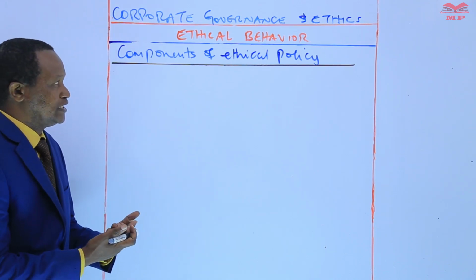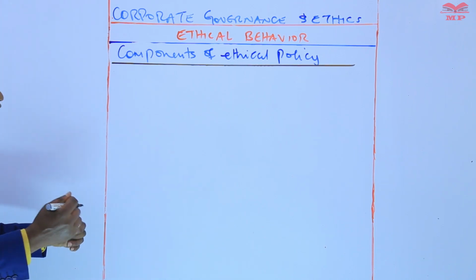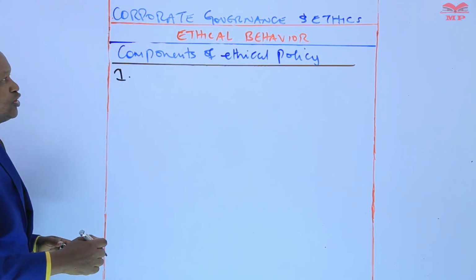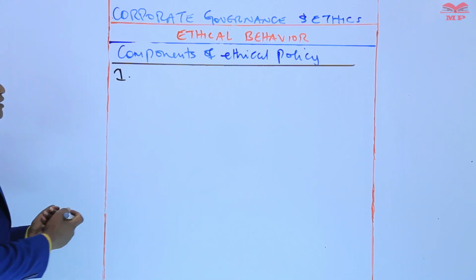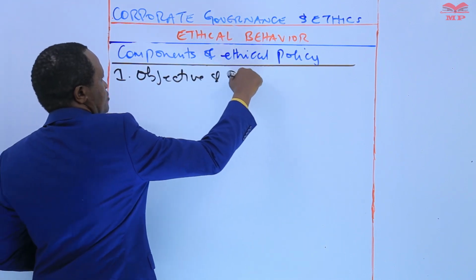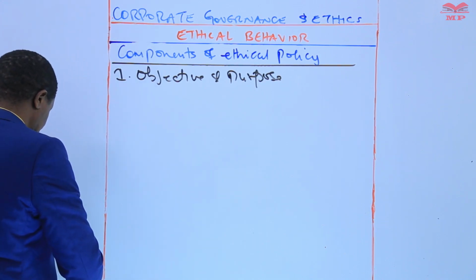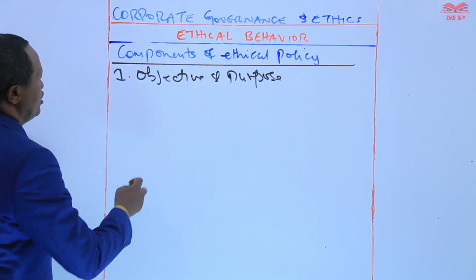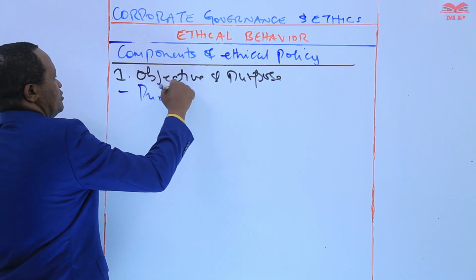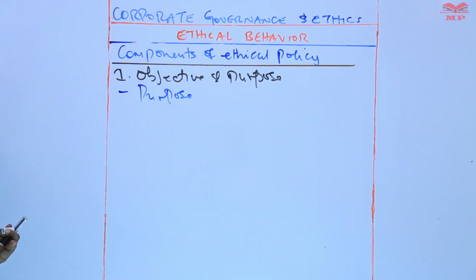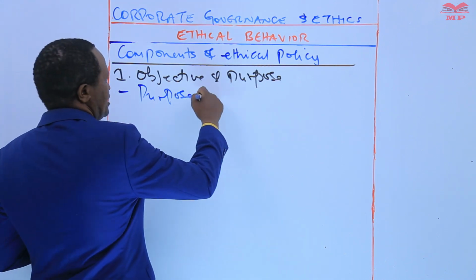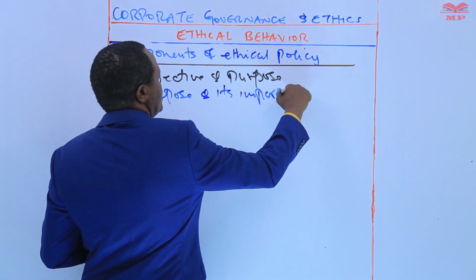Components of an ethical policy. One, an ethical policy has a component on purpose or objectives. The objective or purpose component clearly states the purpose of the policy, and its importance to the organization.